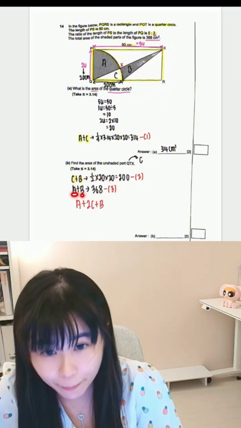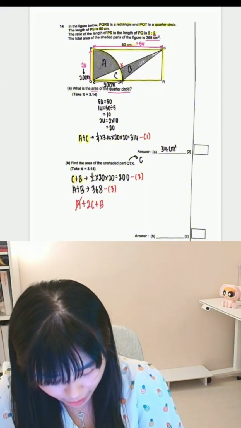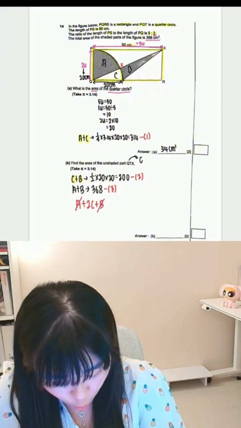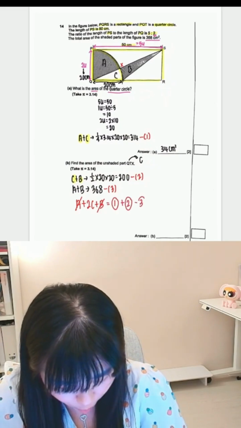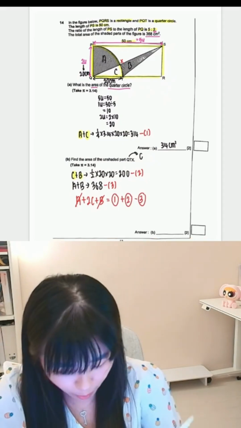Minus away the A and B. So, minus away the A and B. So, you like 2C. So, you're right. To get the 2C is actually equation 1 plus equation 2. Then, you minus equation 3. Okay, you're able to tell that.